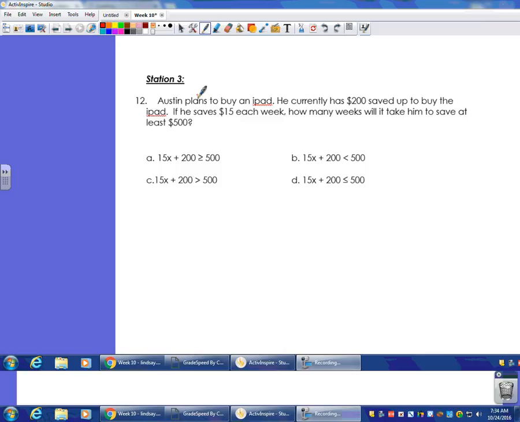It says Austin plans to buy an iPad. He currently has $200 saved up to buy the iPad. He saves $15 each week. How many weeks will it take him to save at least $500?